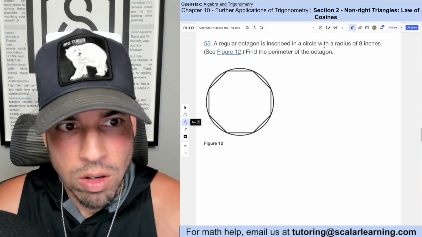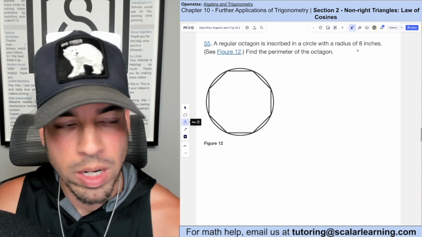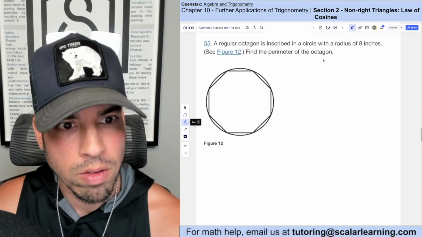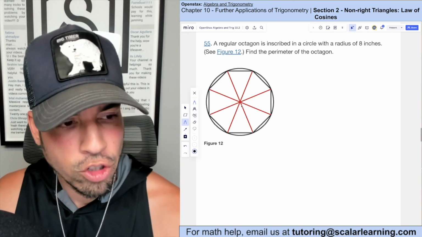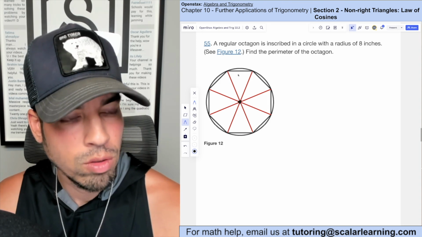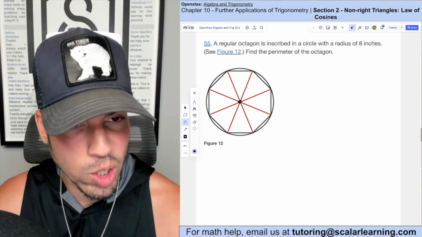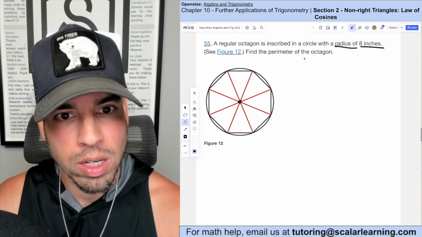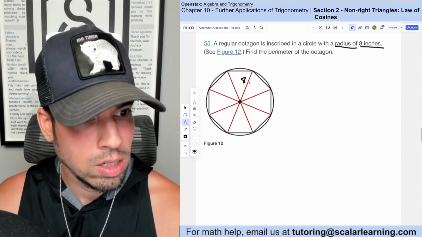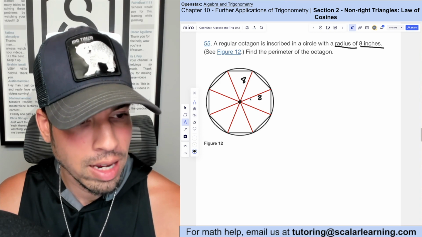So this one says a regular octagon is inscribed in a circle with a radius of 8 inches. Find the perimeter of the octagon. So what I'm starting with is I just drew in a bunch of diagonals. And the reason why is it just gives us a nice precise location for the center. You don't need to draw in this much. But anyways, then it says this circle has a radius of 8 inches. So this is 8 inches here and this is 8 inches here.